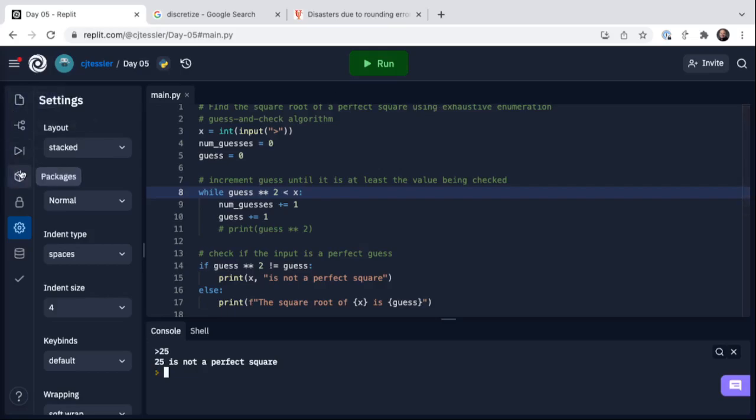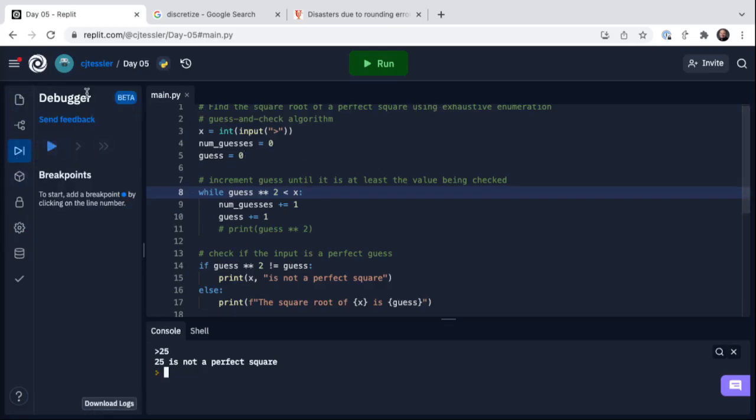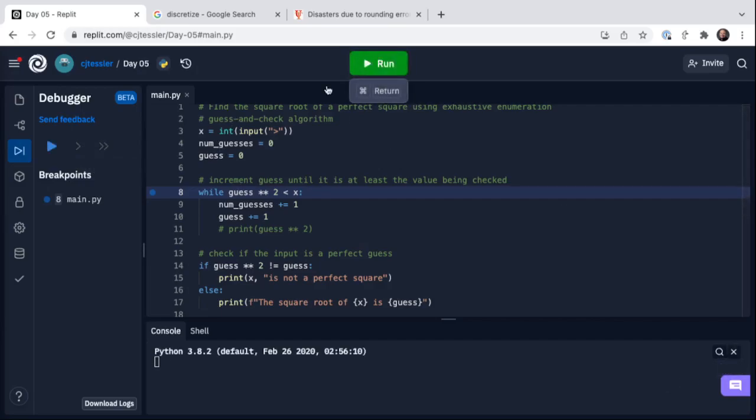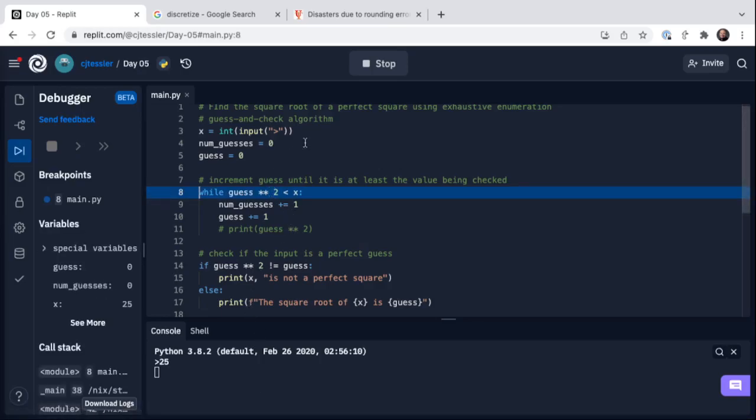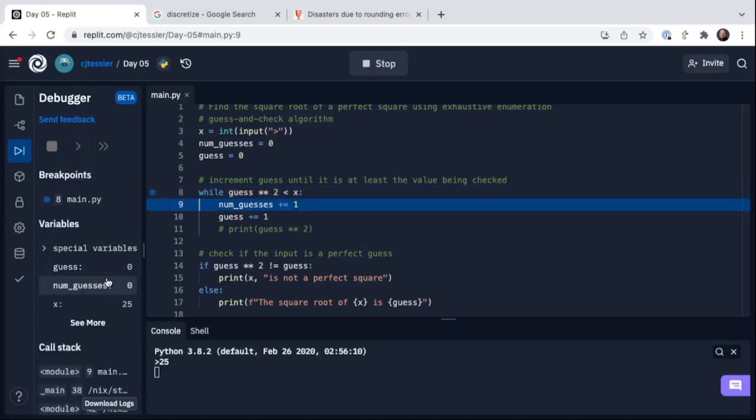Just to figure out what's going on, let's go ahead and run the debugger and walk through this. Oh, I have to stop the code first, and then run through it. It's going to ask for input, let's say 25. So you can see what's happening. We have our guess at 0, num guess is 0, and then x is the number we're checking.